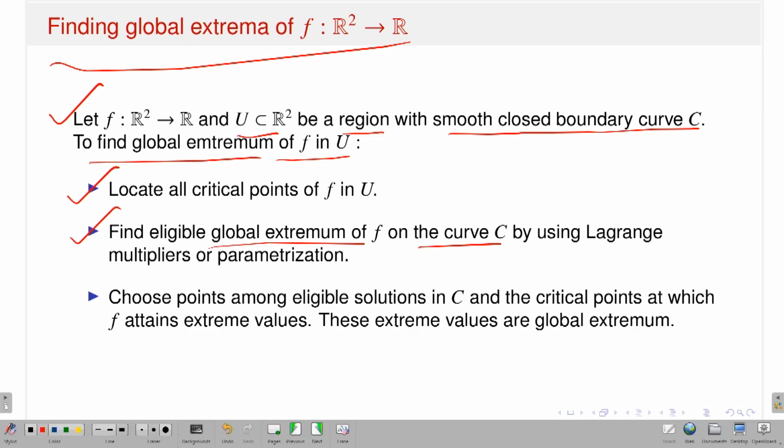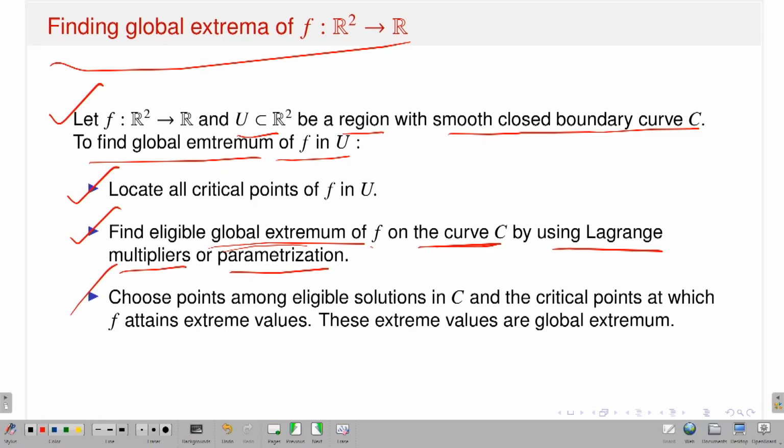But since it has a smooth closed boundary, at the boundary points also you have to look, at the points which might be possible points of extremum subject to the condition that they should be on the boundary. That will give you the constrained extremum problem. So find eligible global extremum of f on the curve C by using Lagrange multipliers or parameterizations. That means if I want to find the points which possibly extremize my function subject to the condition that they lie on the boundary, I have a constrained extremum problem and I need a Lagrange multiplier to handle that situation.